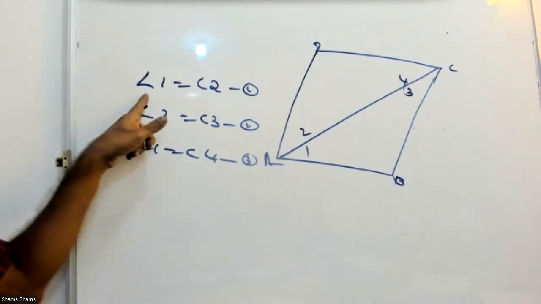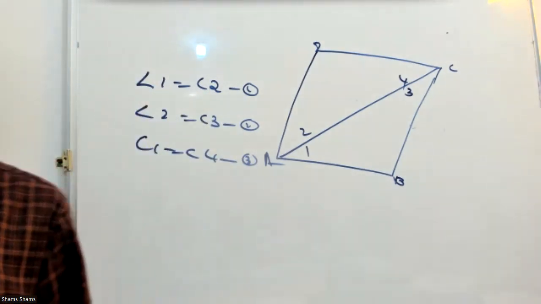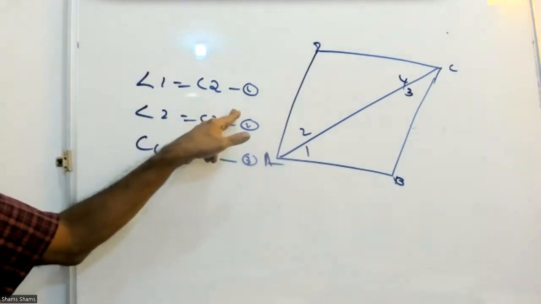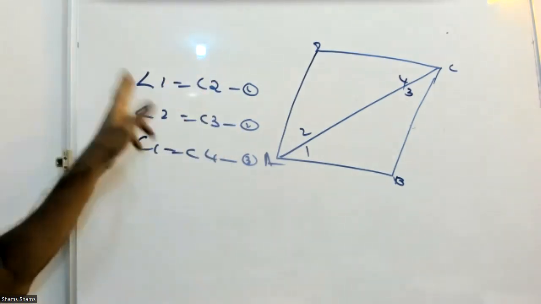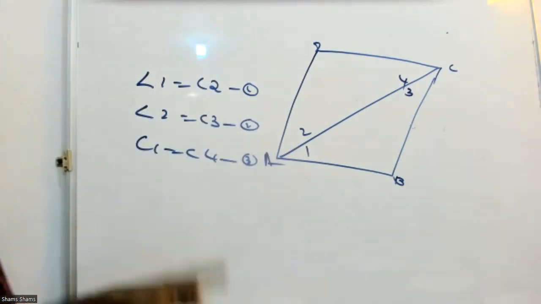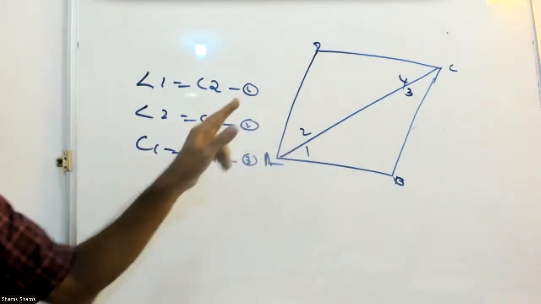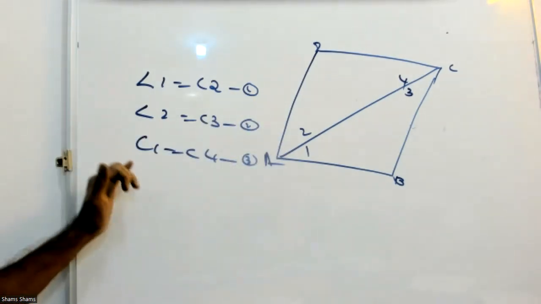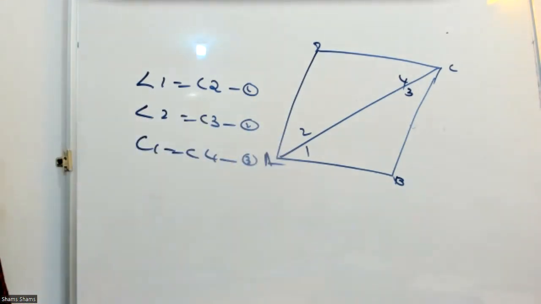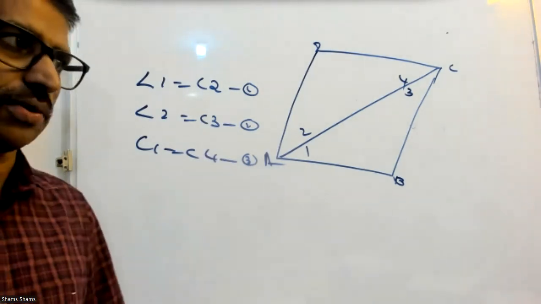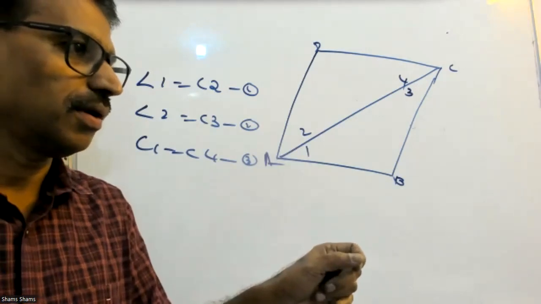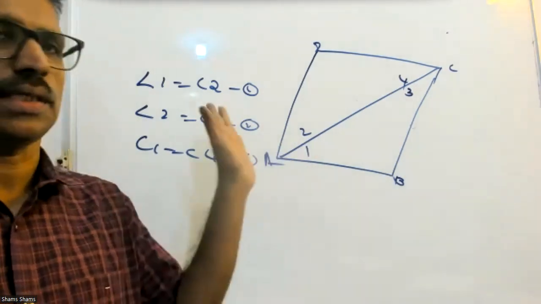So, angle one, don't say the Nobel Prize is wrong. Angle one equal to angle two. That is what I said, not my opinion. Angle one equal to angle two. Angle 2 equal to angle 3, angle 1 equal to angle 4. So what did you get? From 1, 2, 3, we got angle 3 equal to angle 4. This proves what? AC bisects angle C also.